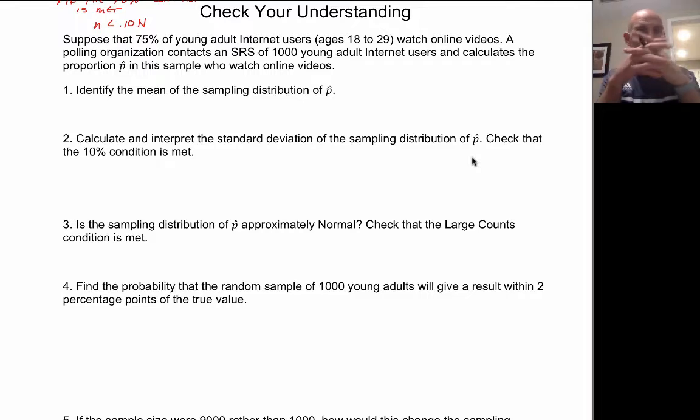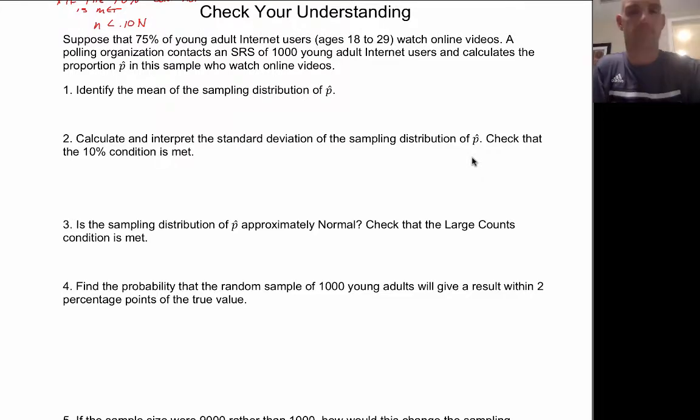So let's look at a situation here. Suppose that 75% of young internet adult users from ages 18 to 29 watch online videos. I don't know if that's true. It's probably way higher than that. Just a guess of mine. A polling organization contacts a simple random sample of 1,000 young adult internet users and calculates the proportion p hat in the sample who watch online videos. Identify the mean of the sampling distribution of p hat.